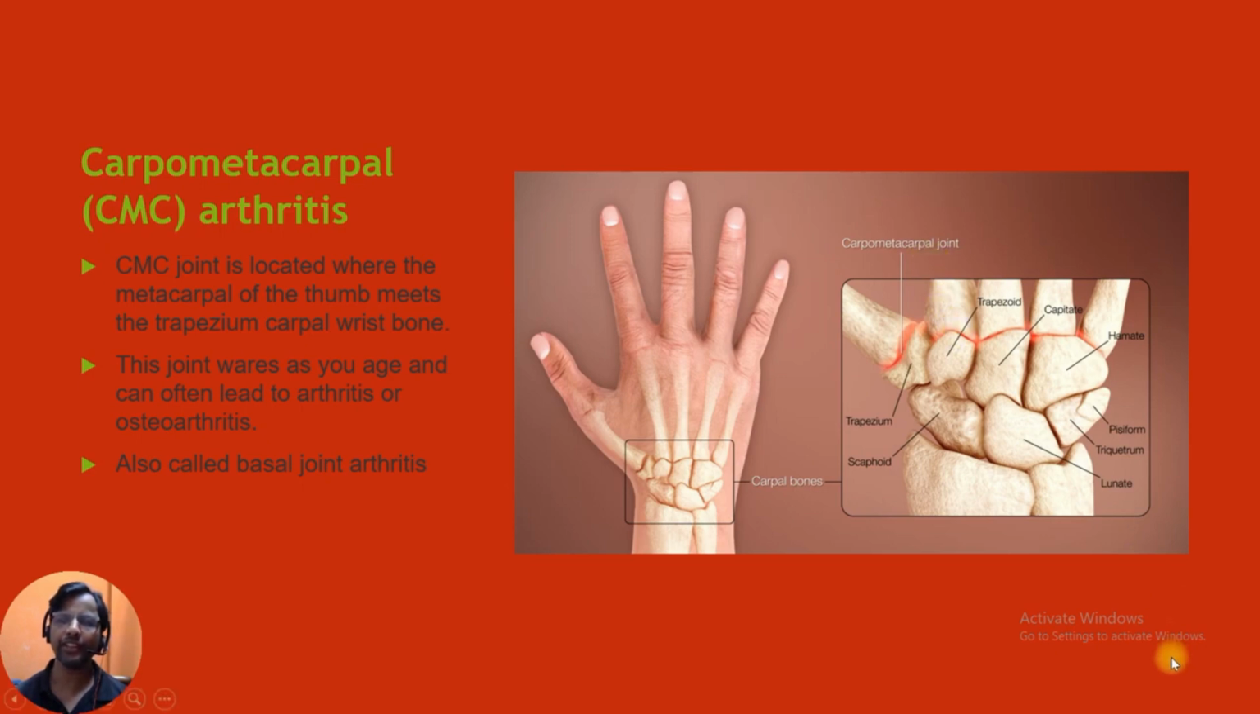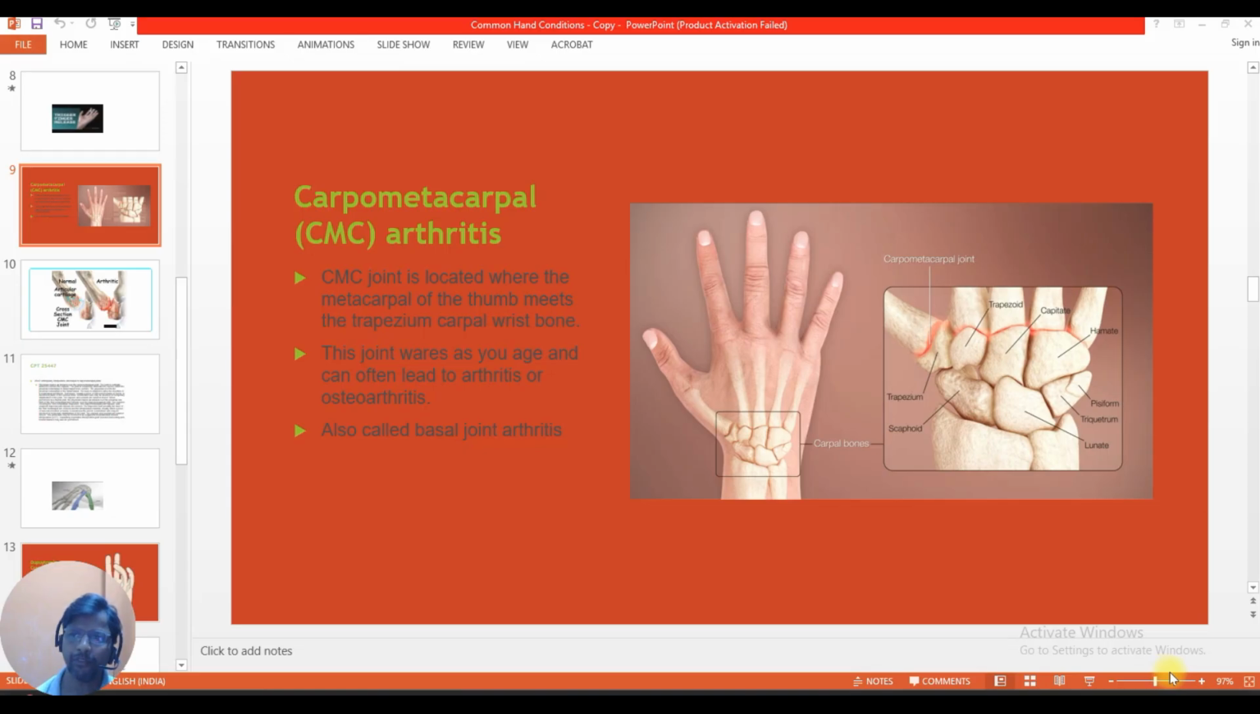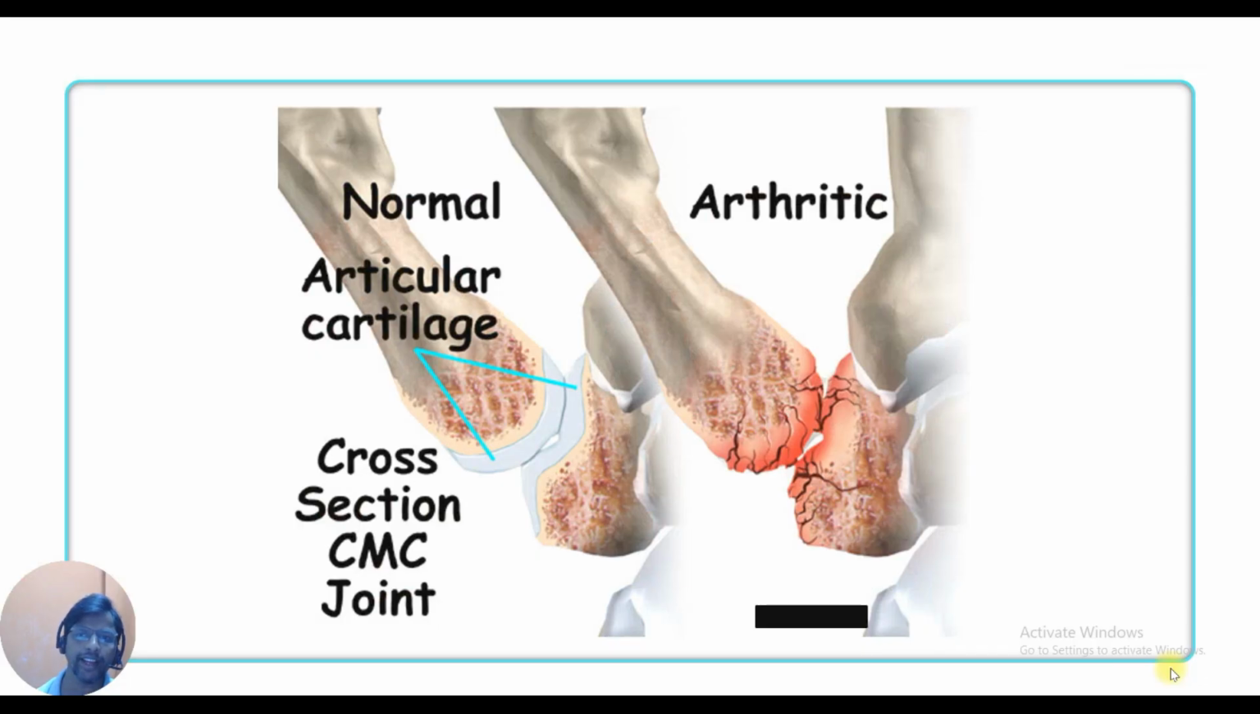Because of degenerative changes at the joint location, the patient will have carpometacarpal arthritis. In the documentation, you will see it as CMC arthritis. Another name for carpometacarpal arthritis is basal joint arthritis. The most affected area is the meeting of the trapezium with the carpometacarpal joint. Here, if you see the affected area, it looks cracked as well as bloody in coloration.